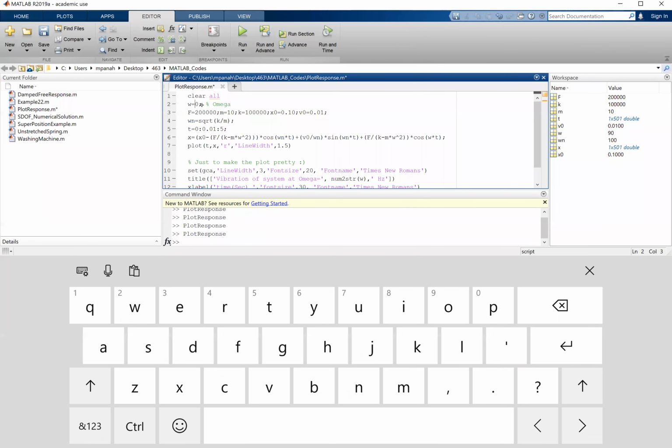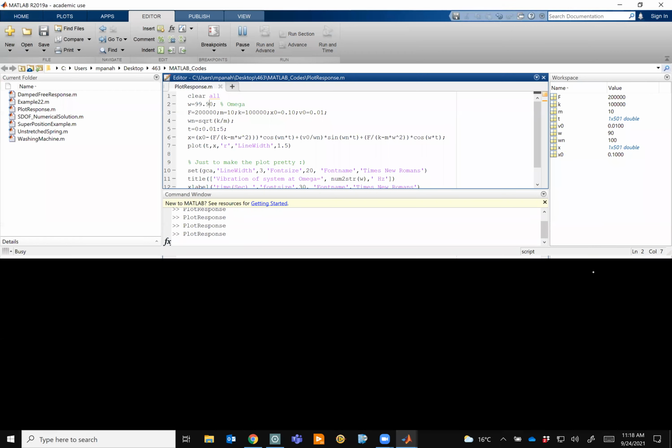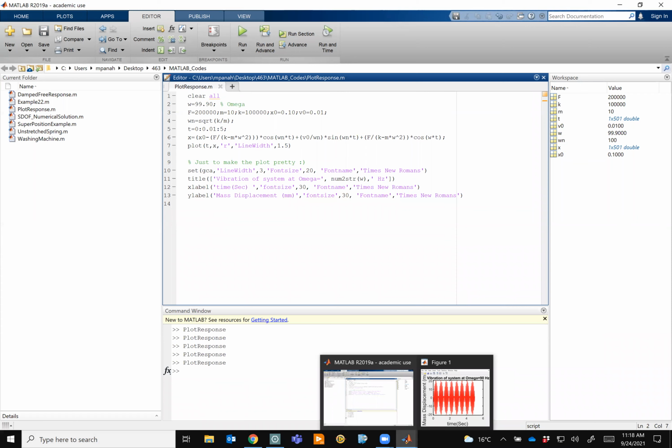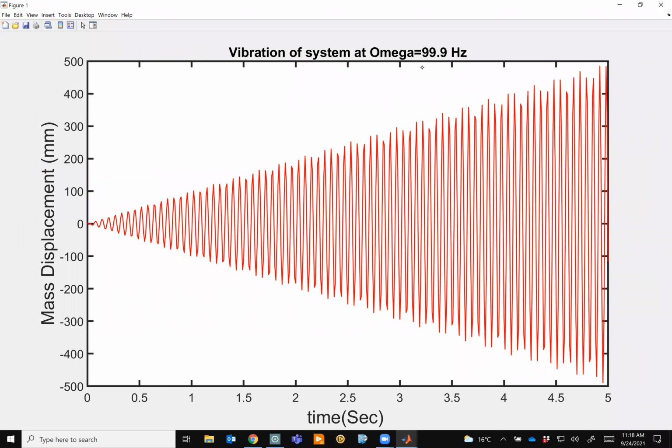So this time, what was the value? It was 99.9. So if I play, okay. This time we will see the amplitude keeps increasing, right? It starts from 0 and gets up to a very large amplitude. And if you continue for 5 seconds, it's going to go to infinity eventually.